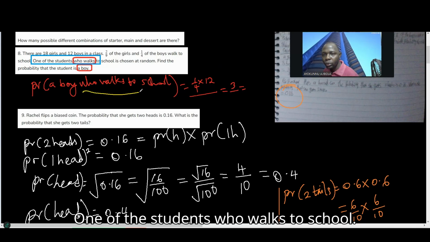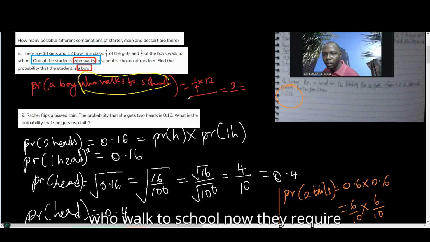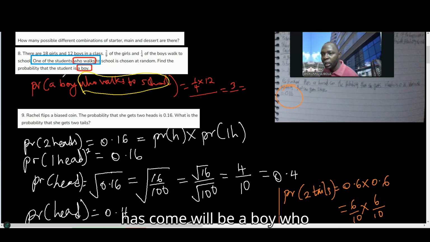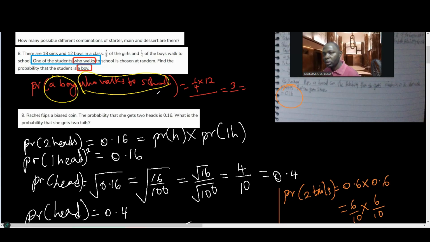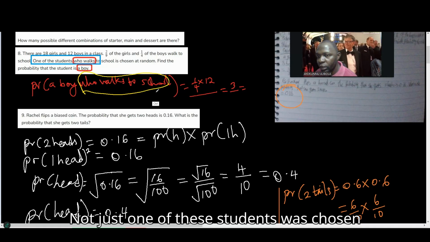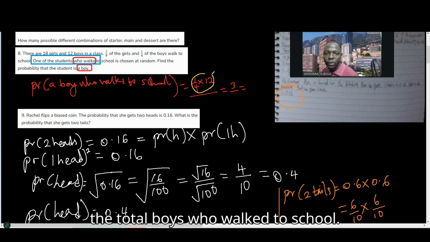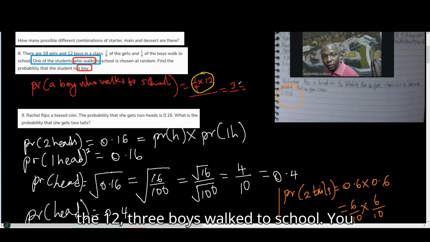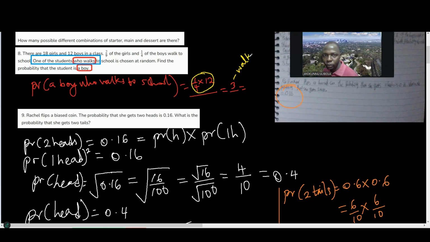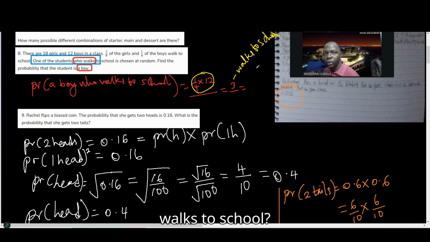One of the students who walks to school. So the possible outcome will be those who walk to school. Now the required outcome will be a boy who walked to school. So the total boys who walk to school will be three out of the 12. Three boys walk to school. You understand me? Yes. Three boys walk to school.